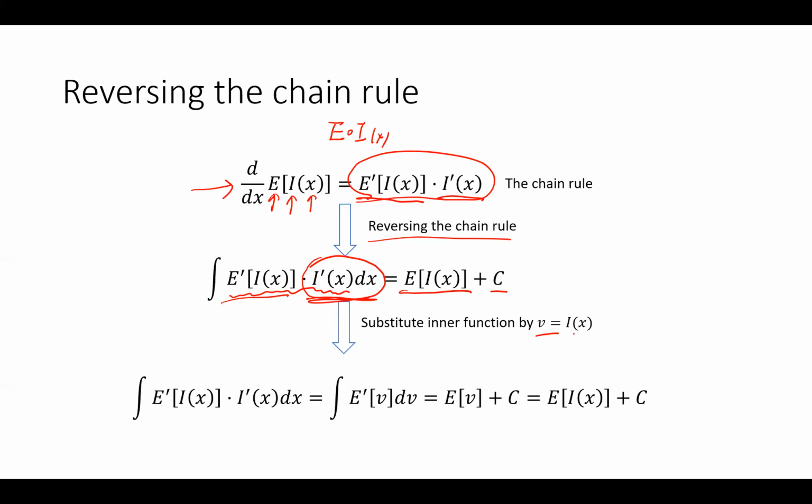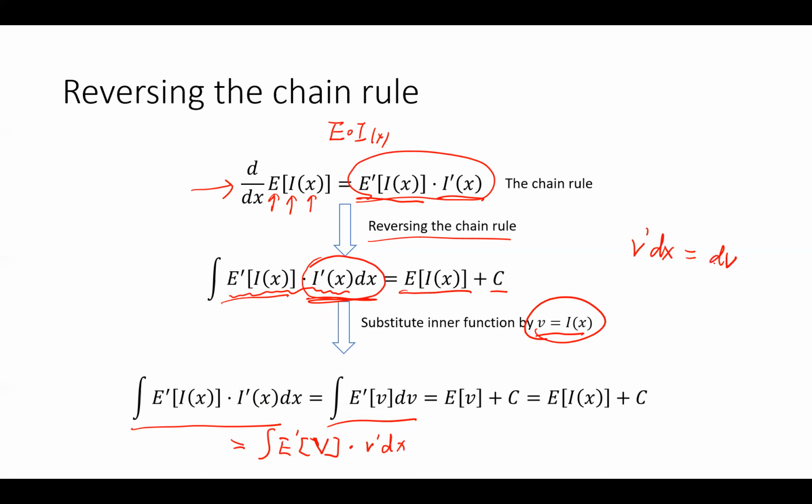By substituting v as a function of x, now we have here, basically, the integral of, again, the outer function. But we have this, so it's going to be a function of v, and then multiply v's derivative dx. So what is this? It's just dv, because v is a function of x.